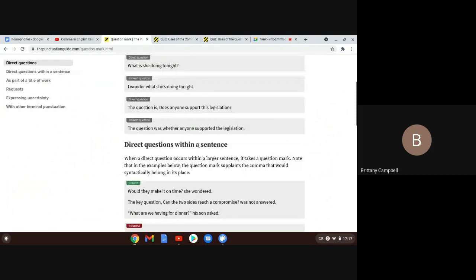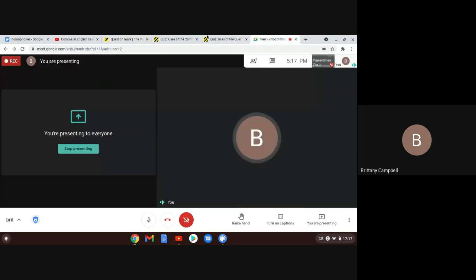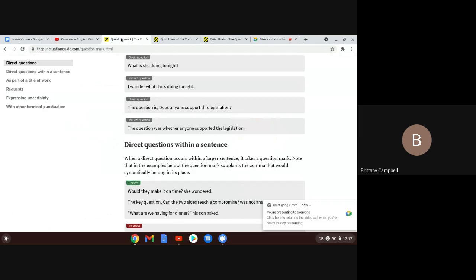Now, direct questions within a sentence. When a direct question occurs within a larger sentence, it takes a question mark. Let me just double check if my screen is sharing with you. Yes. So when a direct question occurs within a larger sentence, it takes a question mark. Note that in the examples below, the question mark supplants the comma that would syntactically belong in its place.